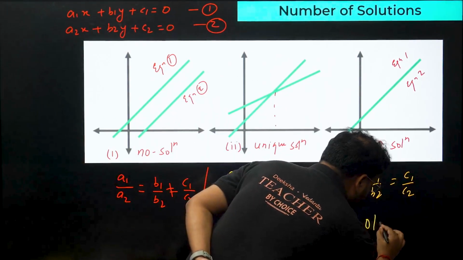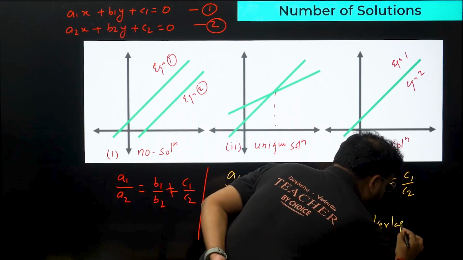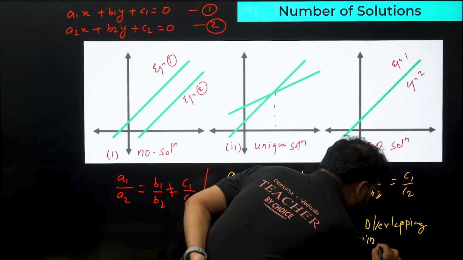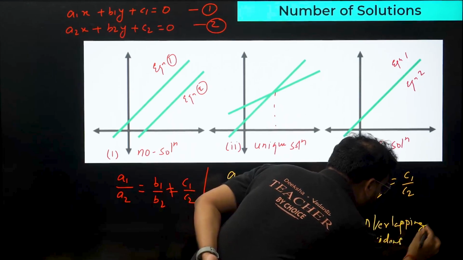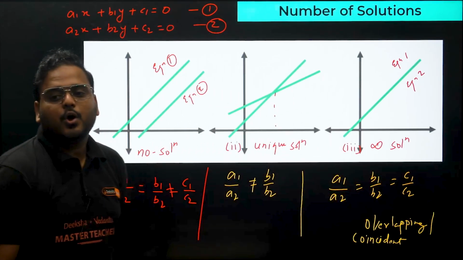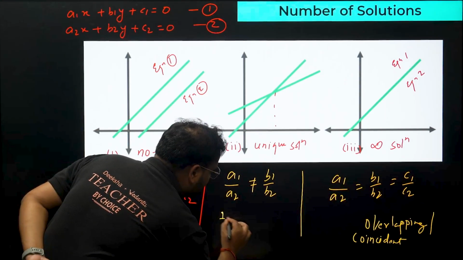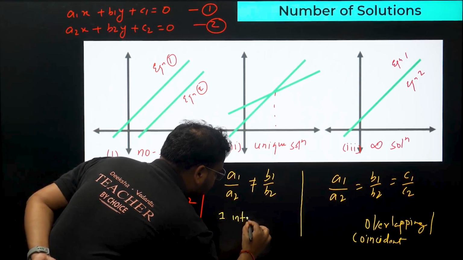The graph is overlapping. We also use the word coincident. Overlapping or coincident in nature. Over here we have one intersection.